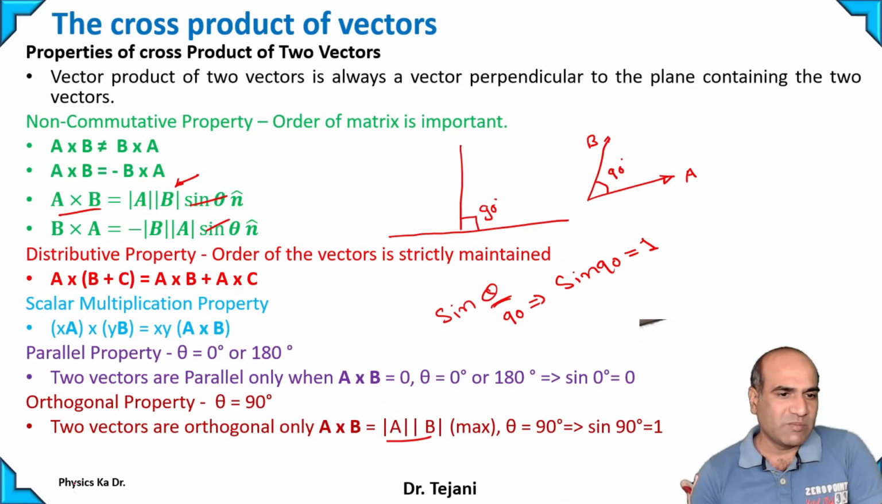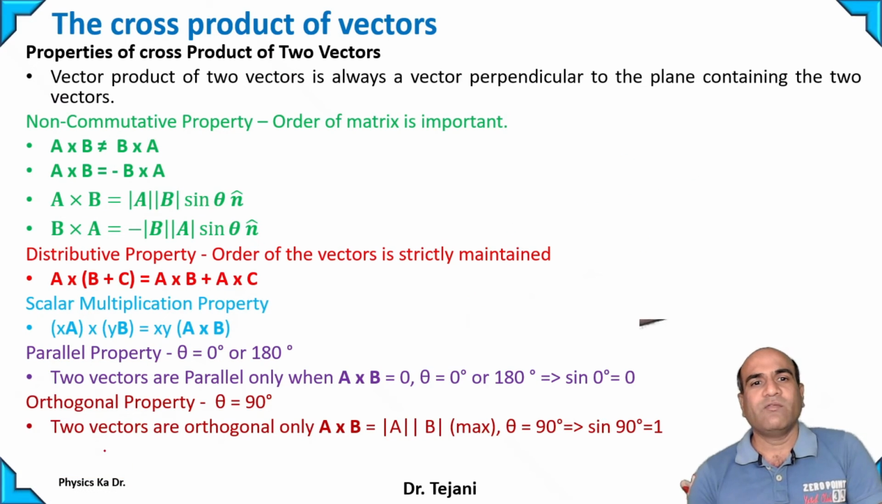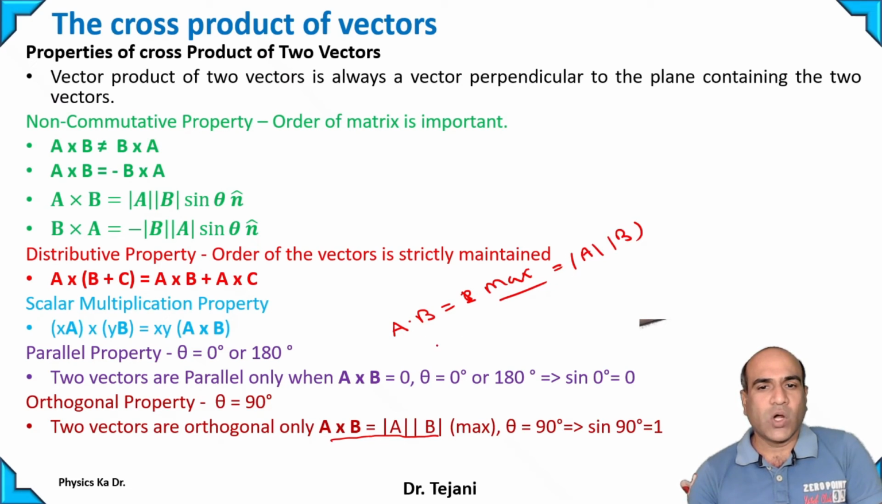A mod B mod, its maximum value can be achieved when the vectors are orthogonal, that means they are making a 90 degree angle, and A cross B is equal to AB. If you remember, for the parallel case, A dot B was maximum, mod A mod B, right? And A dot B is equal to 0 when both are perpendicular.